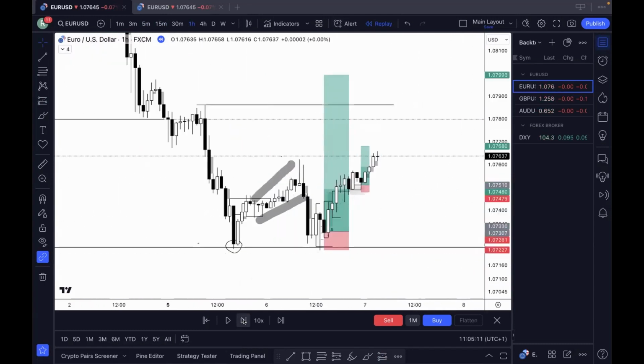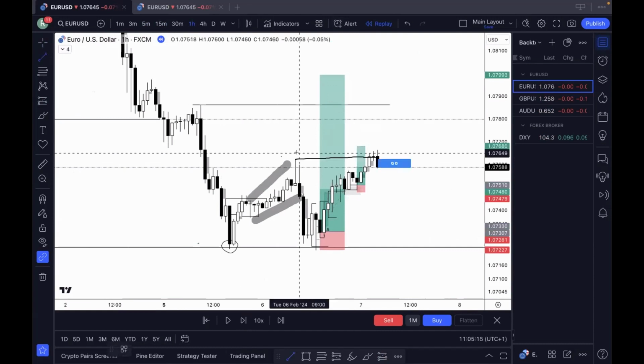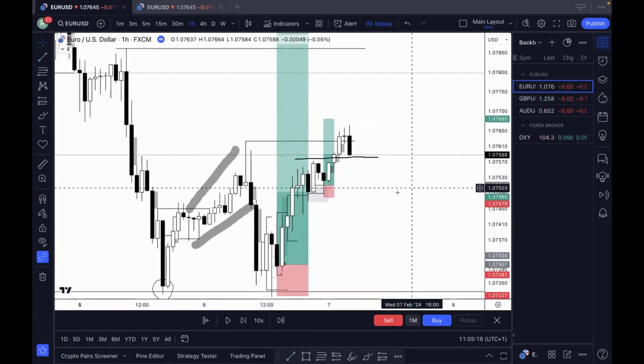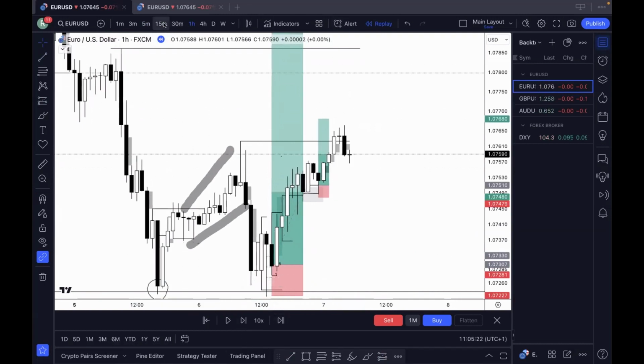So we break out of this guy. This was like transactional liquidity. So it's better to wait a bit before taking any buys. H1 in this case, I don't know, it's a bit confusing. M15 is better, of course.